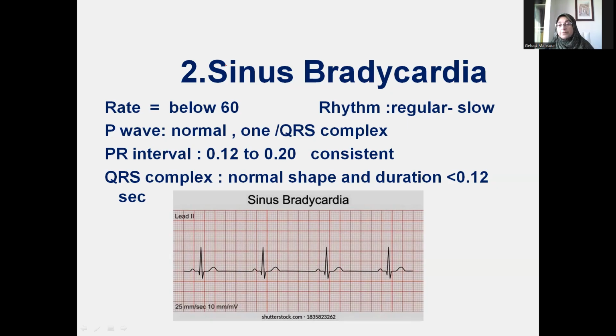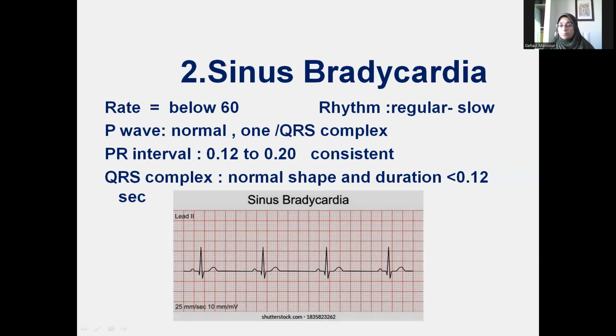And then you check and find that every QRS is preceded by a P wave. The P wave is normal. The QRS complexes have a duration of less than 0.12 seconds. The PR interval is isoelectric and between 0.12 and 0.20. The QT interval is less than 0.44. So if you want to give evidence or to prove that this is sinus bradycardia, you have to prove that it has all the characteristics of a sinus rhythm, except that the rate is slow.